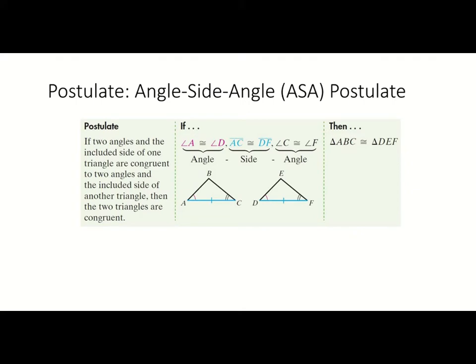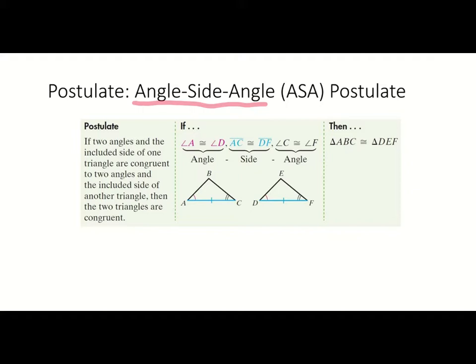All right, so our first postulate is the angle-side-angle postulate, and this postulate says if two angles and the included side of one triangle are congruent to two angles and the included side of another triangle, then the triangles are congruent. Just as in the past section where I said we had an angle sandwich, now we have a side sandwich. So we have two angles and then an included side.